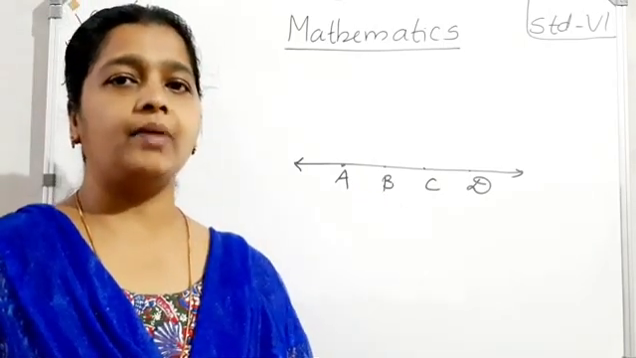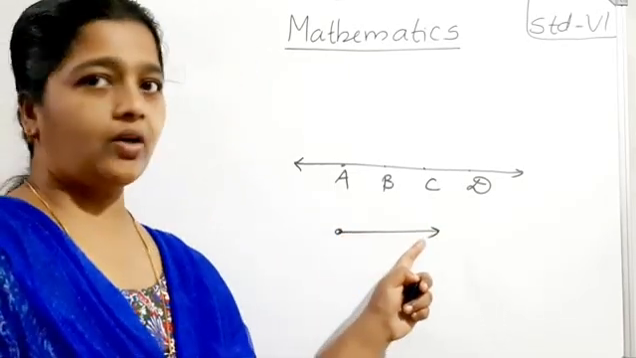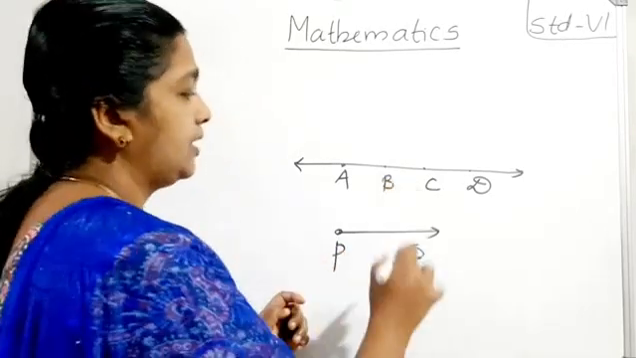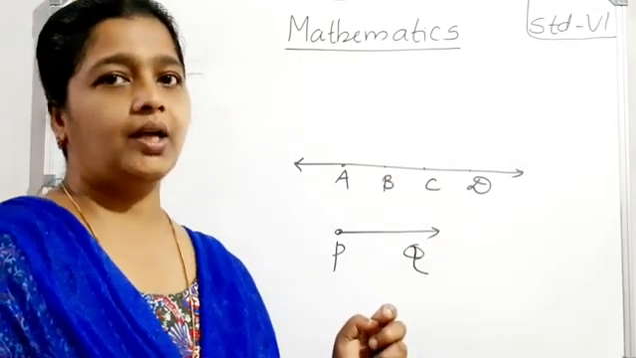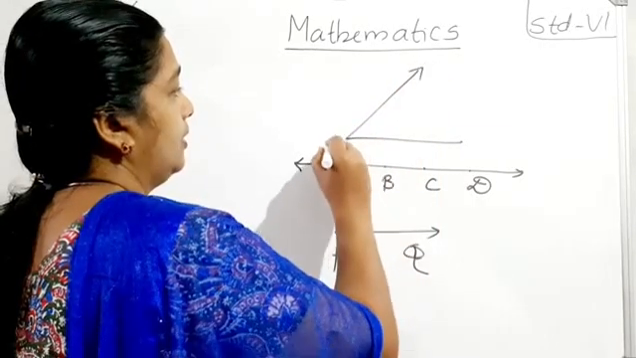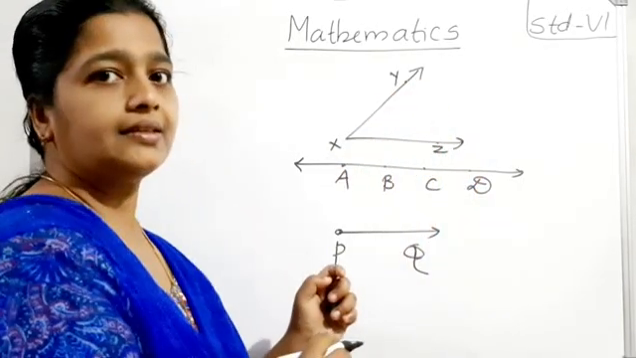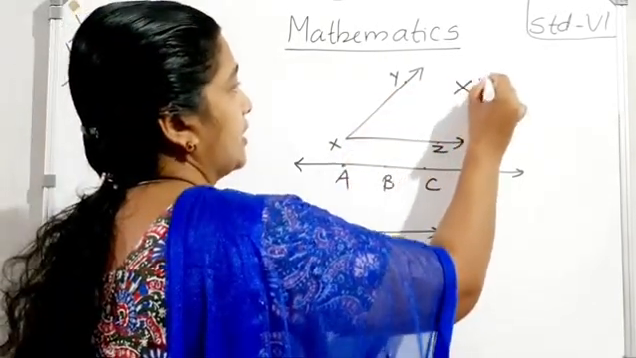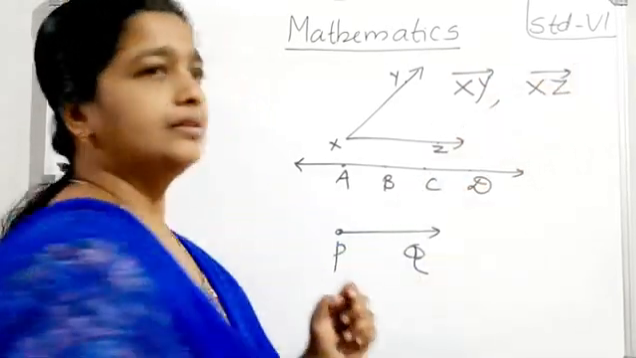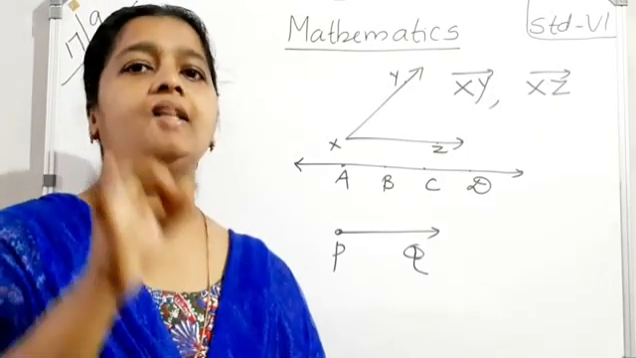Yes. Next, what is a ray? A ray starts from a fixed point and goes in one direction. Yes. Here there is an arrow mark, isn't it? This is ray PQ. This is the representation of ray PQ. Understand? Yes. So from the figure, X, Y, Z. Say the rays. Yes. The rays are XY and XZ. Understand? So these are point, line segment and ray.